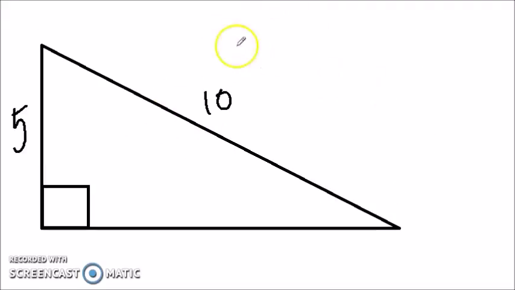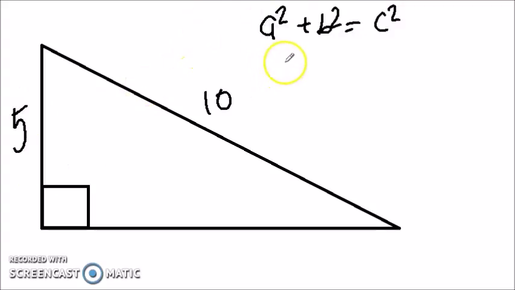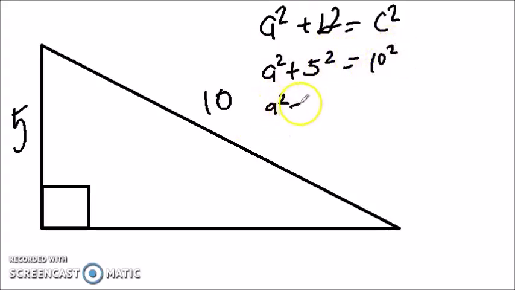Okay, so let's do a second example. So first we confirm that this triangle is a right triangle, as we can see right here. Yes, it is. So let's write down the theorem. a squared plus b squared is equal to c squared. So we only have one leg, so let's do a squared plus 5 squared is equal to 10 squared. So 5 squared is 25 and 10 squared is 100.